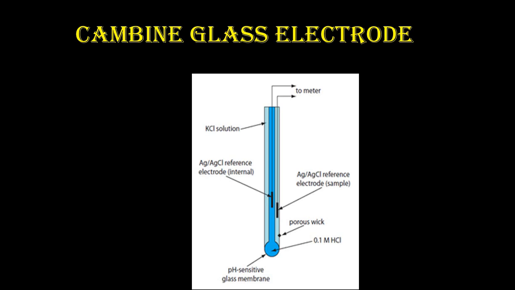Here the combined glass electrode is shown with the inner bulb having 0.1 molar HCl solution and the outer bulb having KCl solution, with the two anode and cathode terminals to the pH meter and the AgCl reference electrode. The internal AgCl reference electrode is shown here, and the pH sensitive glass membrane is also there.